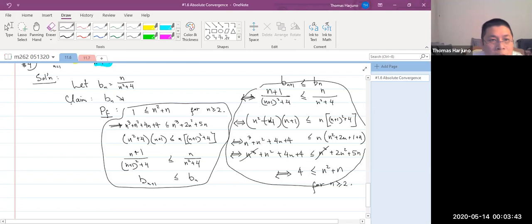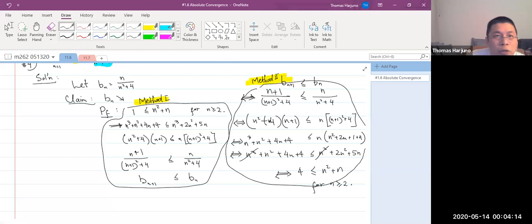So to prove this first claim here, that Bn is decreasing, the first way is the best way, method 1. Or you can use method 2, but you need to make sure that you use this notation.